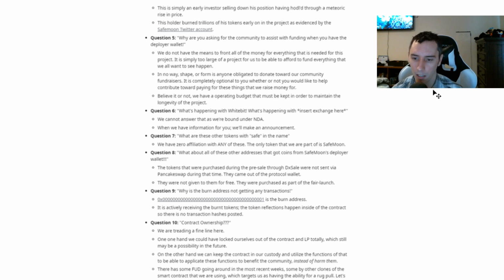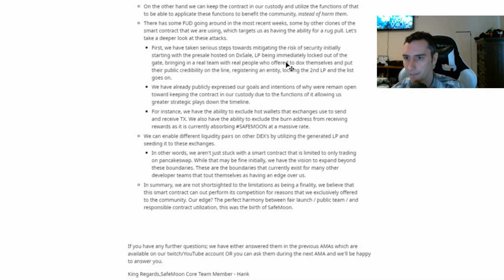There is some FUD going around in the most recent weeks, some by other clones of the smart contract that we are using, which targets us as having the ability for a rug pull. Let's take a deeper look at these attacks.